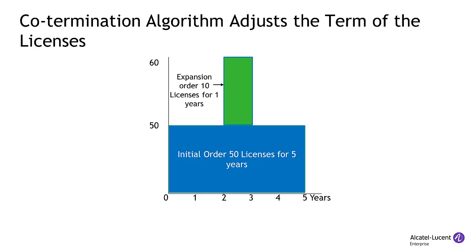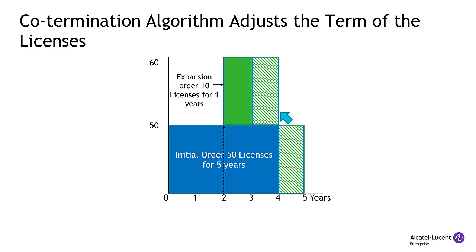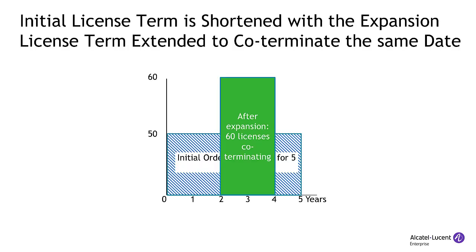The co-termination algorithm will modify the initial termination date depending on remaining duration, volume, and type of initial OmniVista Cirrus licenses, but also depending on volume, duration, and type of OmniVista Cirrus licenses added. In this case, the co-termination algorithm will shorten the initial termination date for the 50 licenses by 1 year and will extend the termination date of the 10 expansion OmniVista Cirrus licenses by 1 year. The result of the initial and the expansion licenses, now totaling 60, will co-terminate in 2 years, which is year 4.